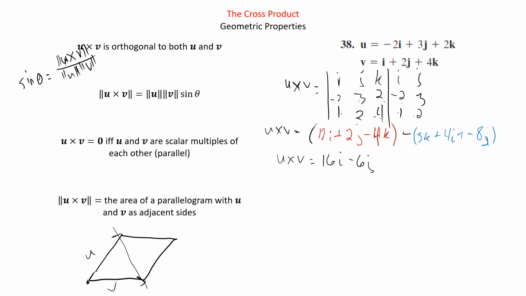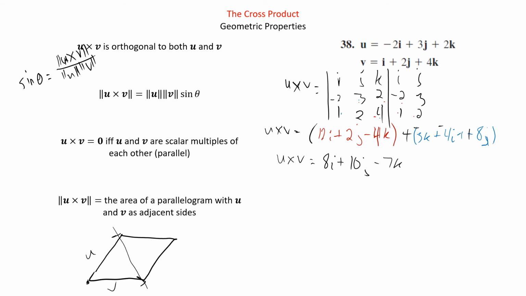Except that I forgot to distribute that negative sign. This is a public service announcement. Make sure you distribute your negative signs. Otherwise, you will feel the fool. It's never good. All right, let's try this addition again. 12I minus 4I is 8I. 2J plus 8J is 10J. And -4K minus 3K is minus 7K.